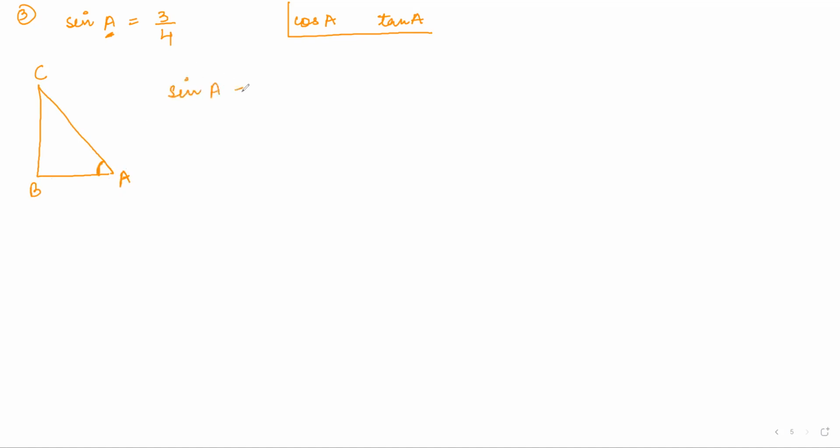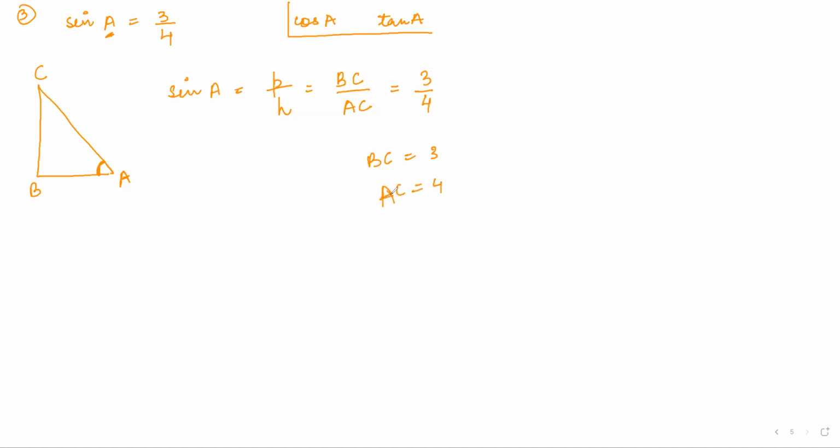Sine A means perpendicular upon hypotenuse, right? Now perpendicular, because I'm taking angle A, is BC. Hypotenuse is AC. So this ratio is actually given to be 3 by 4. Understood? So from here, can I write that BC is equal to 3 and AC is equal to 4?